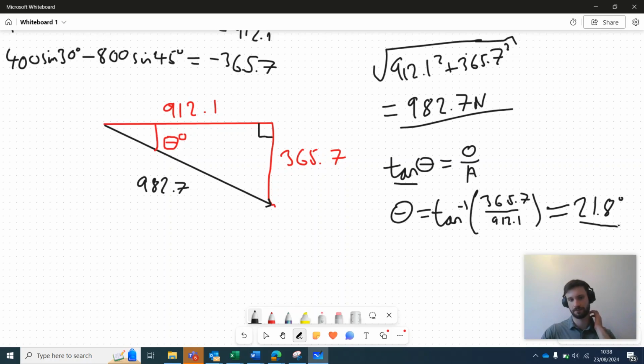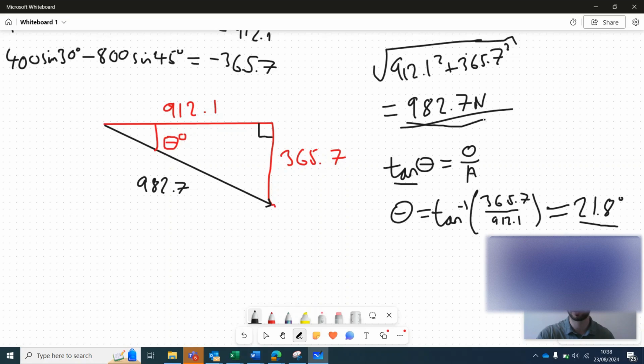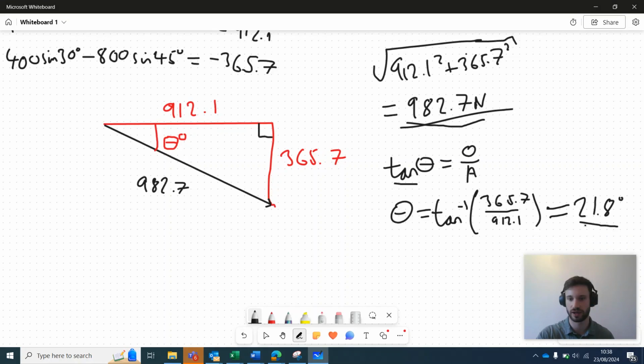Wonderful. So this is the answer to our problem. The magnitude of the resultant force is 982.7 newtons, and the angle with the horizontal, moving clockwise from the horizontal as the question posed, is 21.8 degrees.